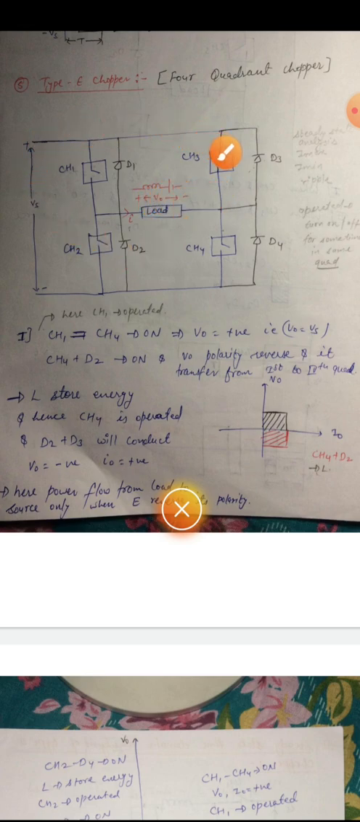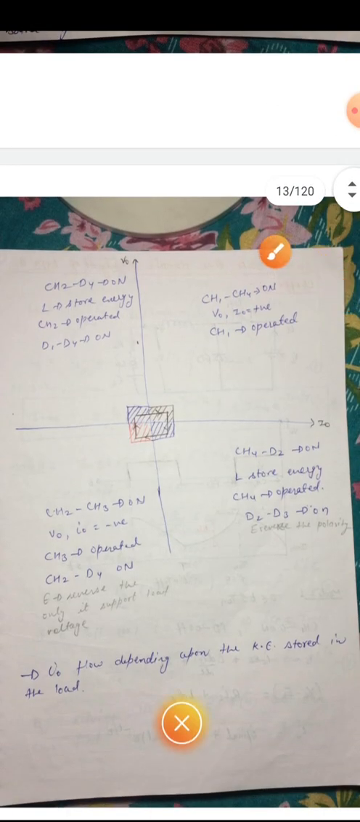So what you have done: CS3 and CS2 are on in the third quadrant, so the current will flow like that, through CS3 and CS2. According to the mentioned polarity, V naught is negative and I naught is also negative. When CS2 and CS3 are on, V naught and I naught both are negative, because it is against the mentioned polarity.